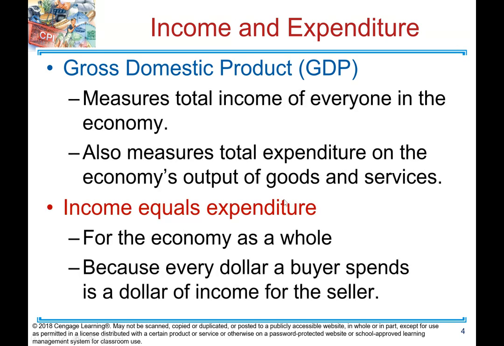So, income and expenditure. Gross domestic product or GDP measures the total income of everyone in the economy. It also measures total expenditure on the economy's output of goods and services. And income really equals expenditure for the economy as a whole because every dollar a buyer spends is a dollar of income for the seller.